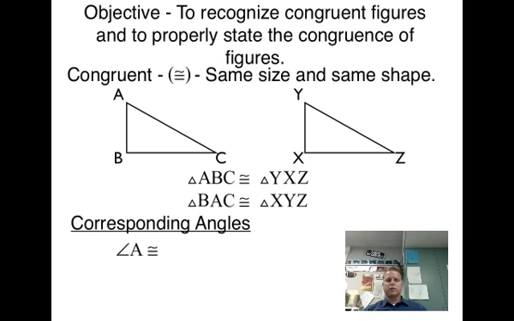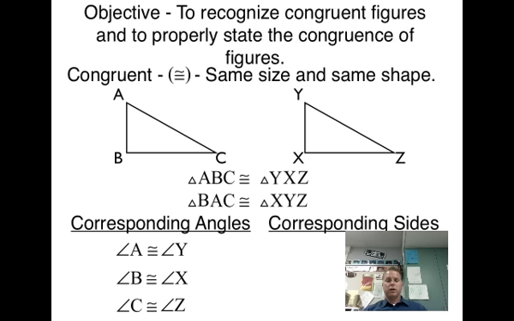Corresponding angles. So angle A corresponds with angle Y. Angle B corresponds with X. Angle C corresponds with Z. Corresponding sides, we have side AB goes with XY. BC goes with XZ. And AC goes with YZ. Again, they have to be the corresponding sides.